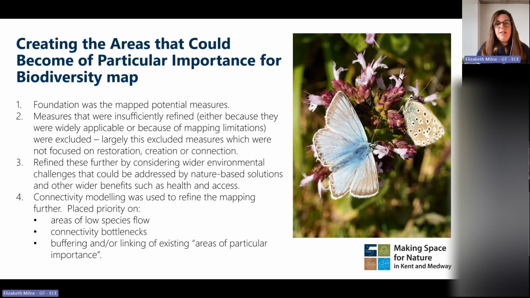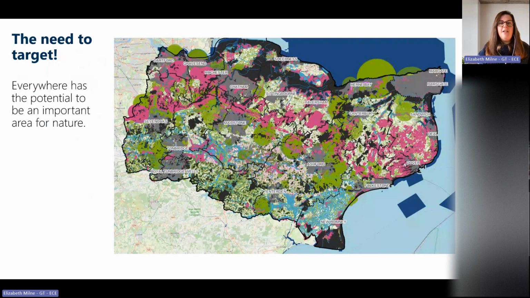And just to show you why, you may think, well, why do we need to target areas? Why did we need to cut out some of those potential measures? This map really clearly illustrates that point by featuring all of the mapped potential measures. So you can see that the coverage is just too wide and too unrefined and does not help us to identify target areas. What this does show us is what we already know, that everywhere has the potential to be an important area for nature, but the strategy's delivery or development regulations required us to be more focused.